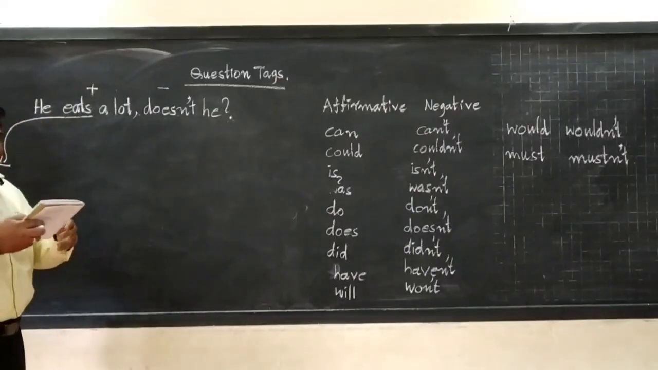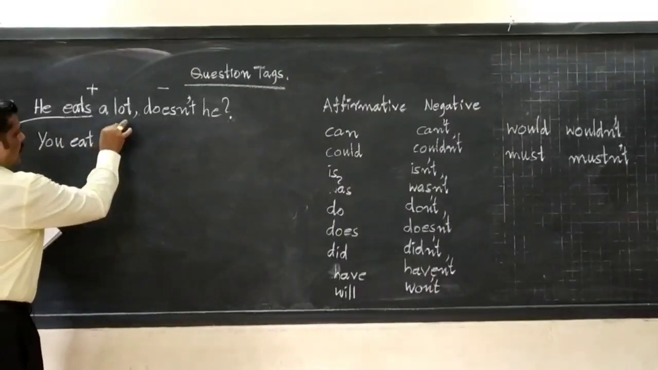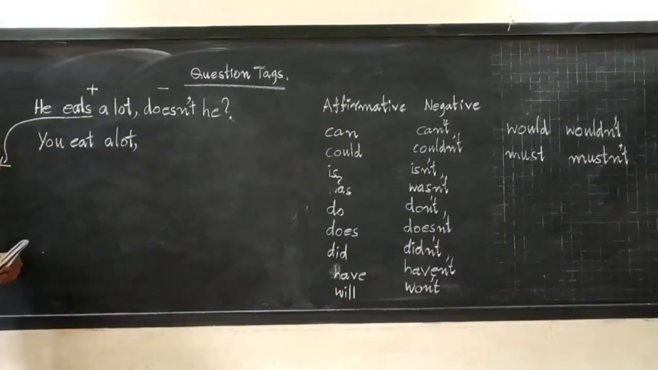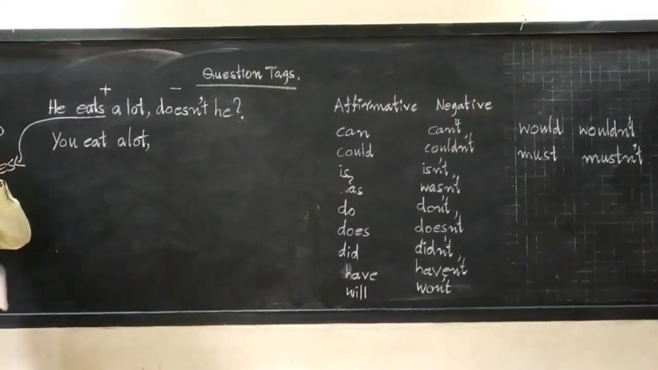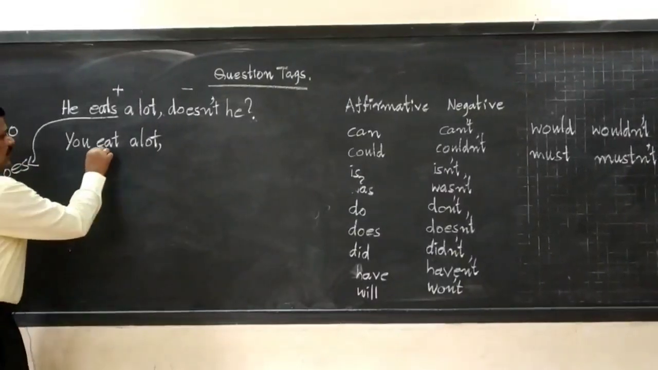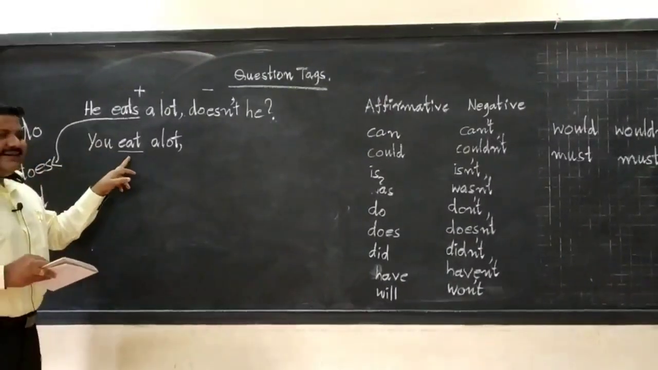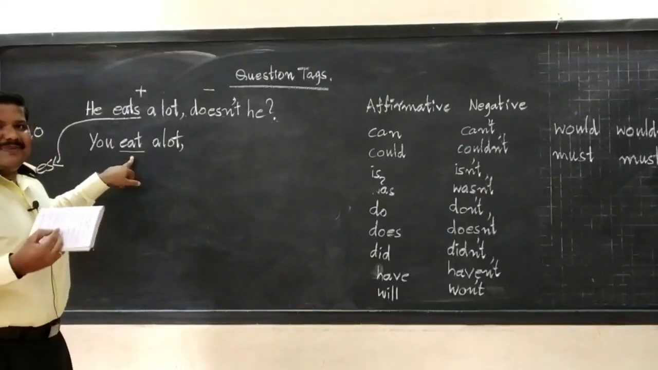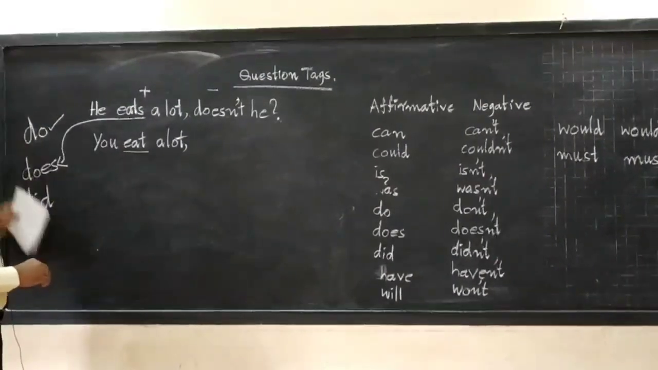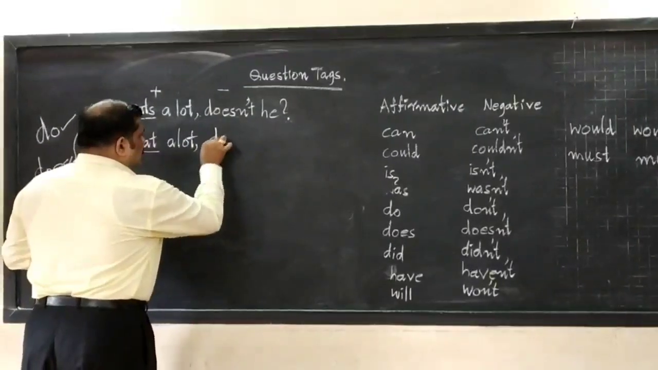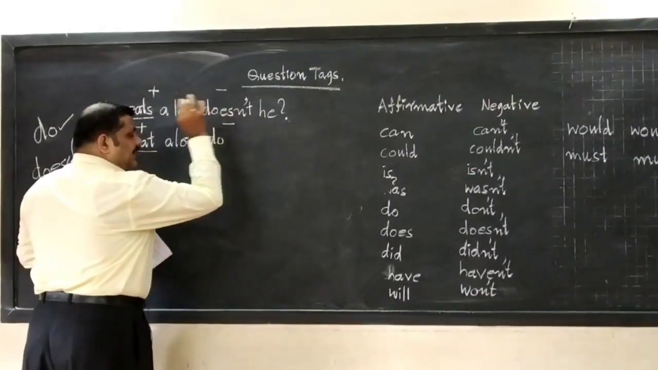Let us find a similar exercise. Another one. You eat a lot. Somebody is saying, you eat a lot. Now, how to find out? Again, matching center. How to do it? Underline the verb. Now find whether it is present, simple present or past. So eat is present tense, right? You are matching it with do. So you are writing do, right? The statement is positive, so the tag is negative.